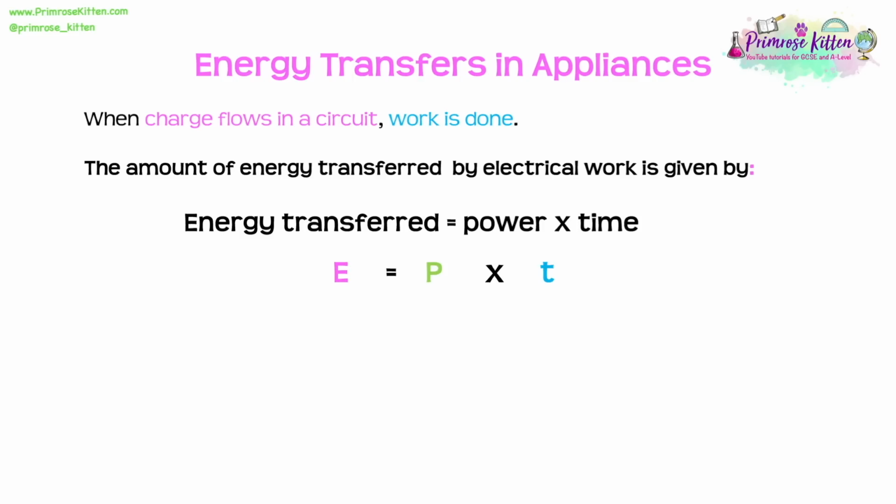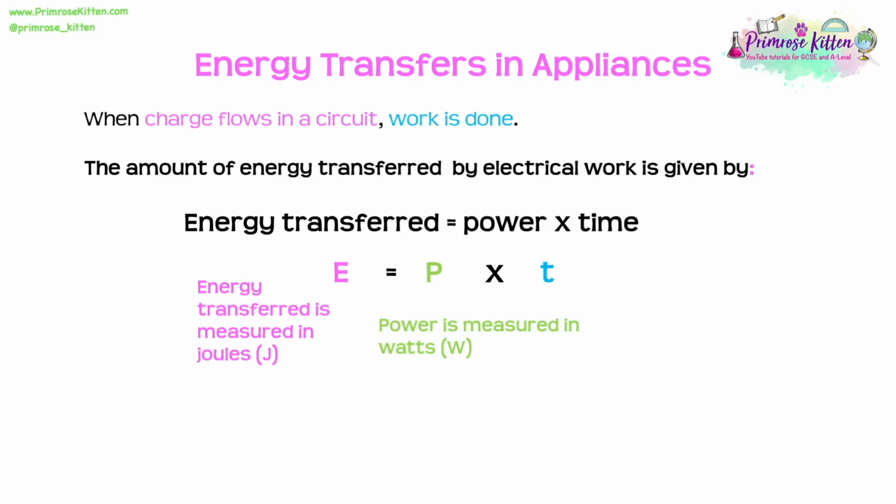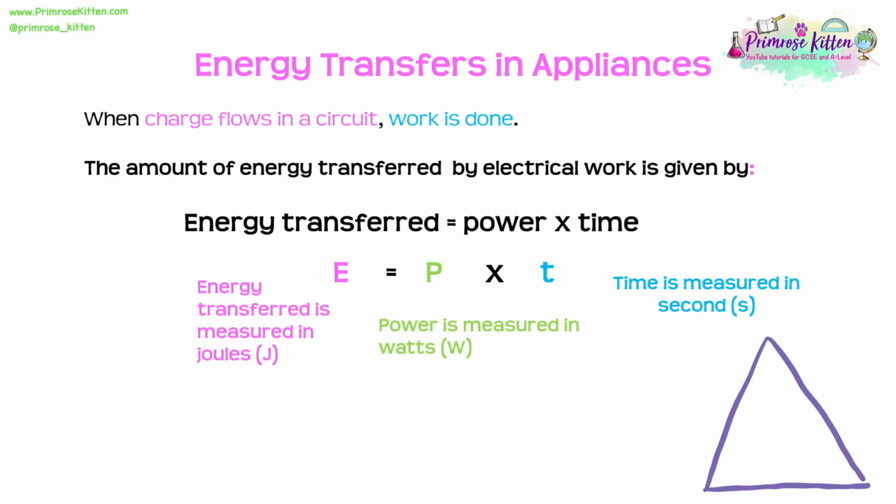If we're using our standard SI units here, energy transferred will be measured in joules, which is a capital J, power is measured in watts, which is a capital W, and time will be measured in seconds, which is an S. As is the case with most equations in physics, we can write this in a triangle if you're not very confident with your math skills.